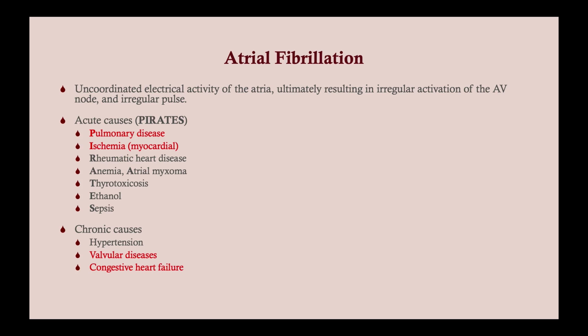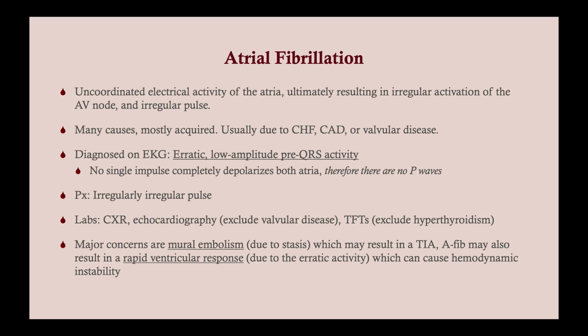And so if you disrupt that, then you're going to have some irregularities, and that can disrupt the activation of the AV node and ultimately lead to an irregular pulse via atrial fibrillation. So the ones I want you to remember are pulmonary disease, ischemia, valvular disease, and congestive heart failure. Okay, so there are many causes.